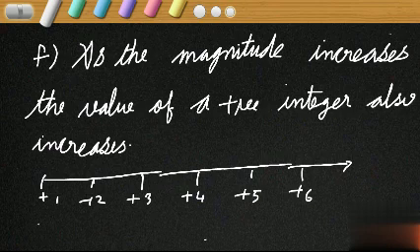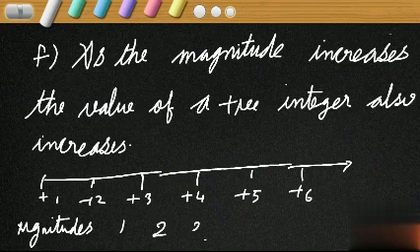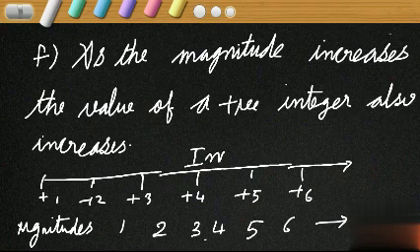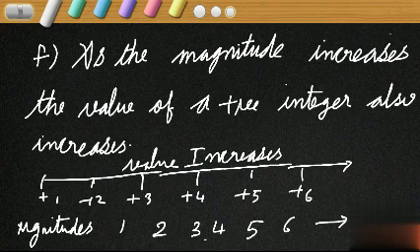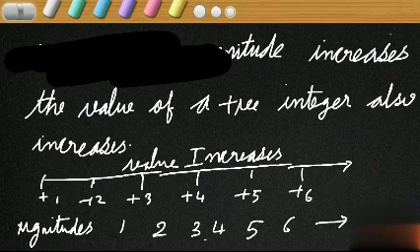Magnitudes are 1, 2, 3, 4, 5, 6, etc. So value increases. Draw neatly, okay. As the magnitude increases, the value of a positive integer increases. This is the first one. And please note down the second one. What is the second one?